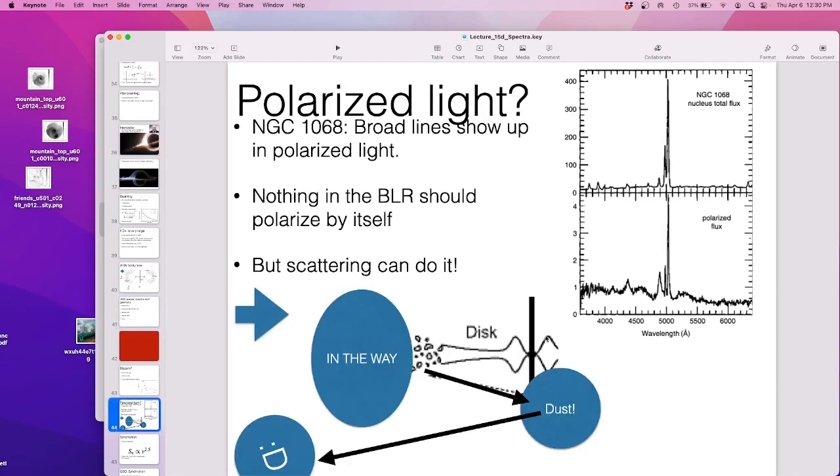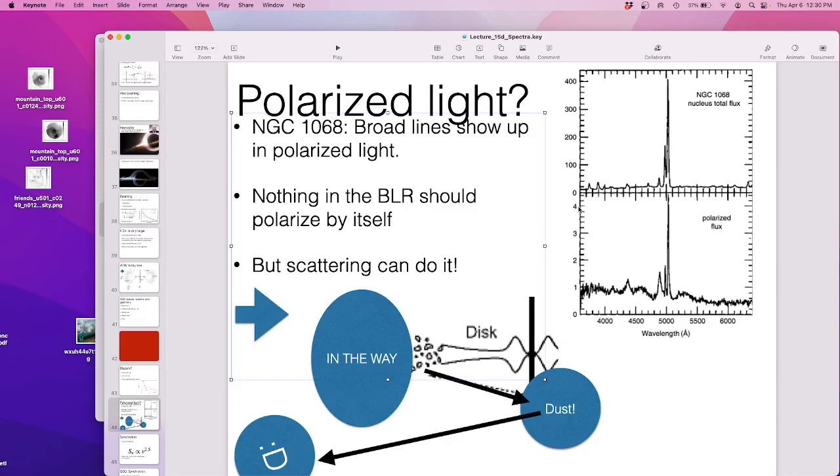Oh, here's my cartoon for the polarization. So I think that this has only been done a couple of times because everything has to line up just right for the observation to work. But this is NGC 1068, the total flux, and this is what happens when they put a polarizer on it. And you can see how much broader this line is. It looks a lot brighter. This one still looks narrow, but this one looks a lot broader.